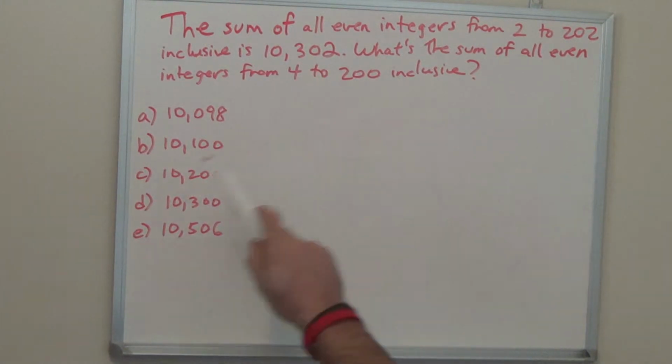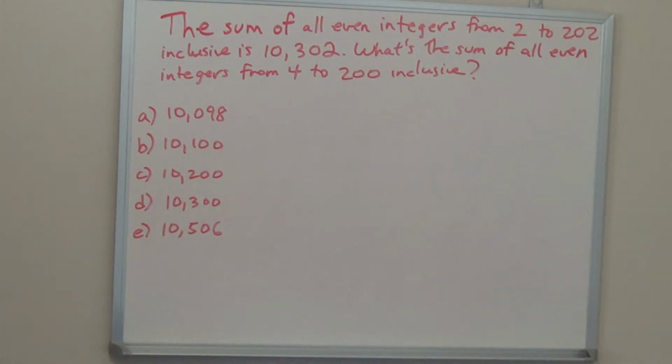Let's see. It says the sum of all even integers from 2 to 202 inclusive is 10,302. And it wants to know what the sum of all even integers from 4 to 200 inclusive is. So we'll just get right into this one.